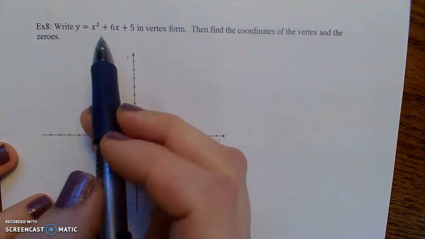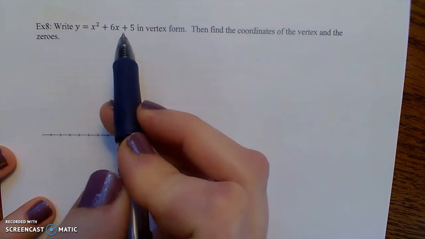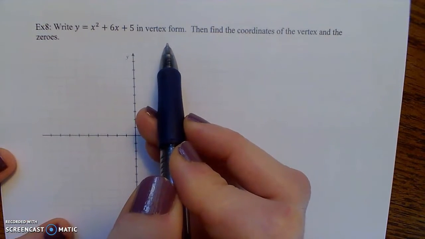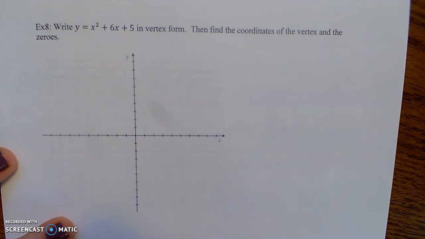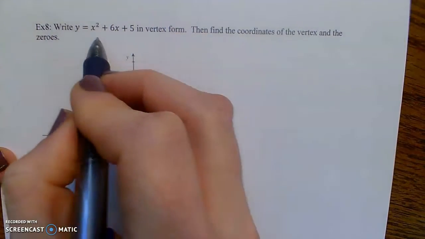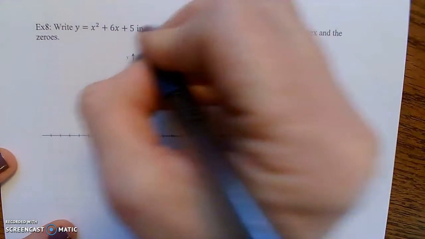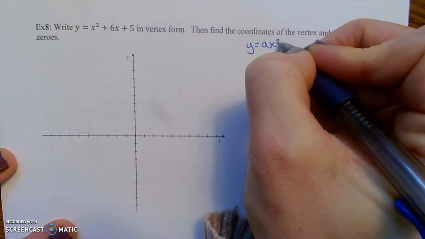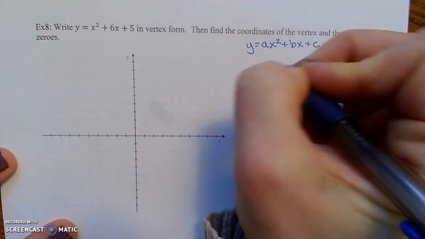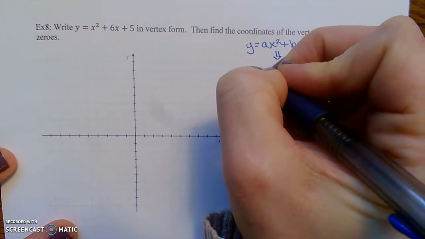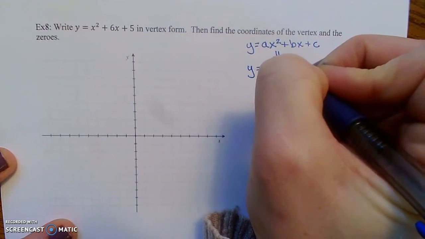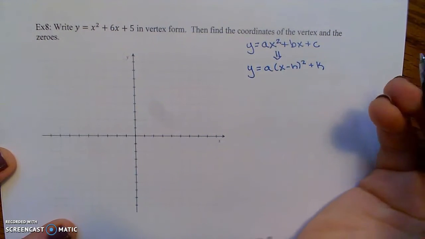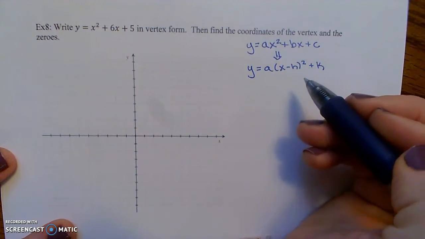In these last examples, we'll start with an equation that is in standard form, and what we'll do is write it in vertex form so that we can find all the coordinates and the zeros, all that stuff. So first, we have an equation that's in the form y equals ax squared plus bx plus c, and we want to convert it into the form y equals a times (x minus h) squared plus k. That's where we're going with this.